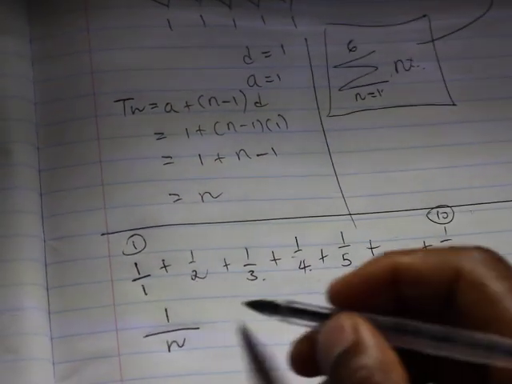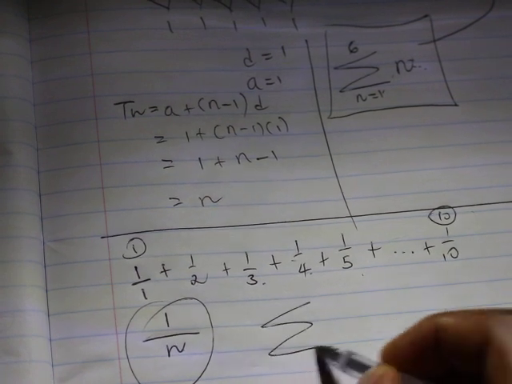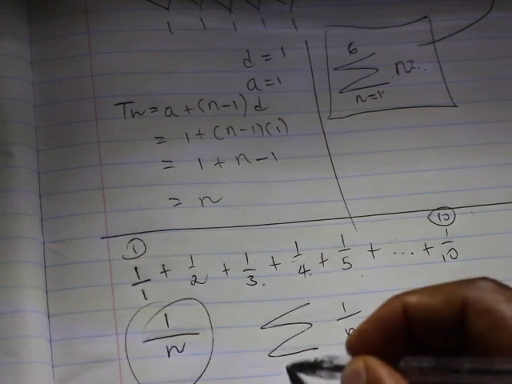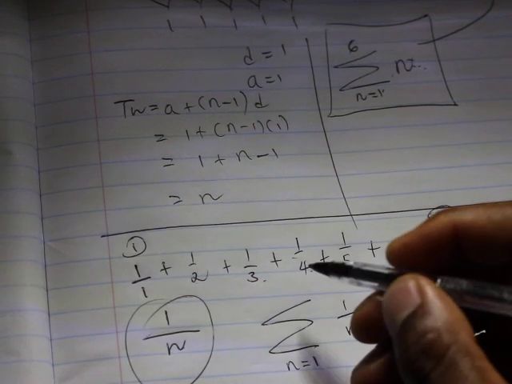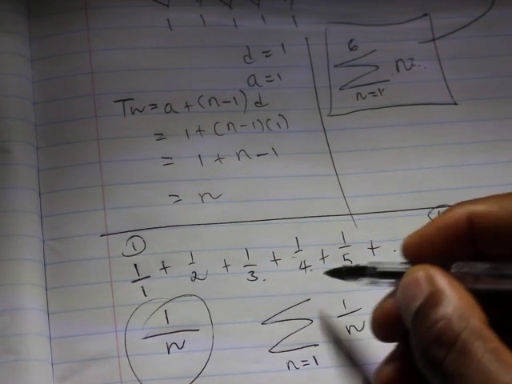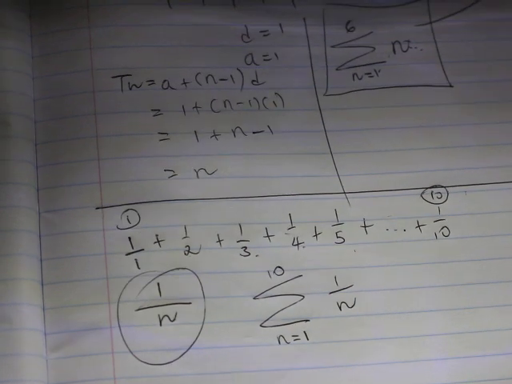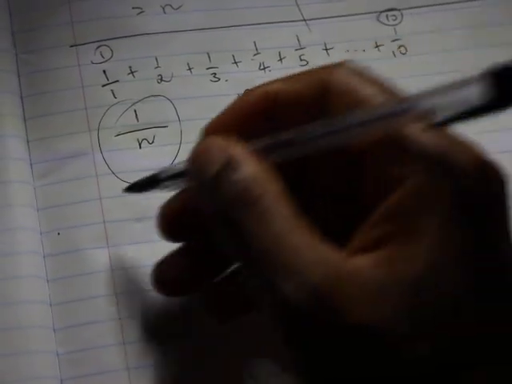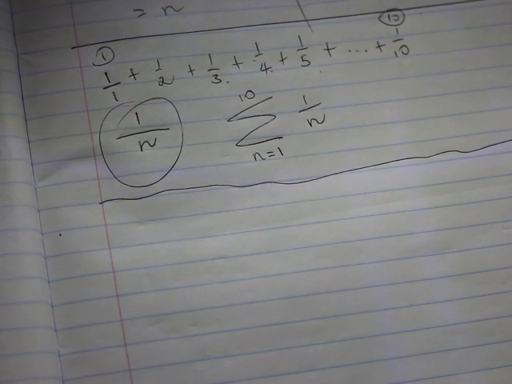So we're ready to write this in sigma notation. The sum of 1 over n from n is equal to 1 to n is equal to 10. So that was the easiest one, because it involved a sequence that we already dealt with.